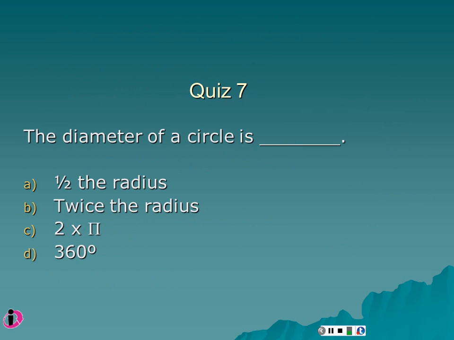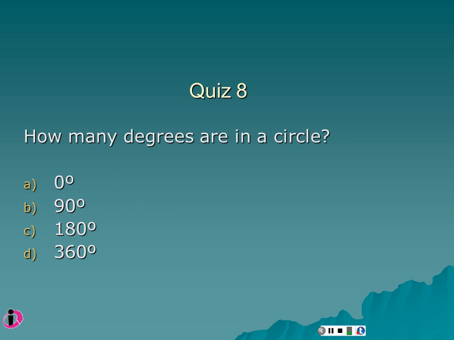Let's try some math here. Quiz. The diameter of a circle is twice the radius, right? So that is B. How many degrees do we have in a circle?